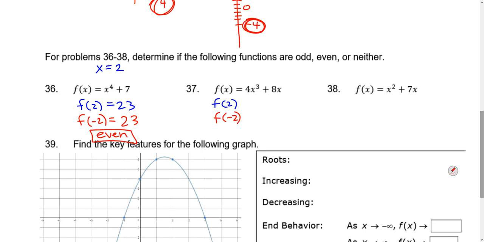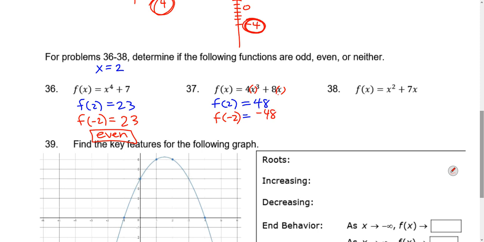So we have 4 times 2 to the 3rd power plus 8 times 2. So just make sure you plug in both of them. I don't know why I put a 3. There's going to be 2 2's in here. So I'm going to change this to a 2 in my calculator. And so when I plug in positive 2, it gives me 48. And I go back into my calculator and I change both 2's to negative 2's, and that ends up giving me negative 48.